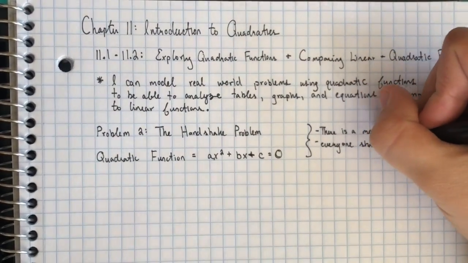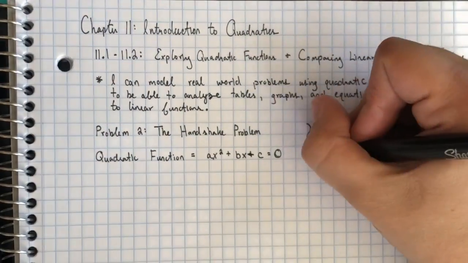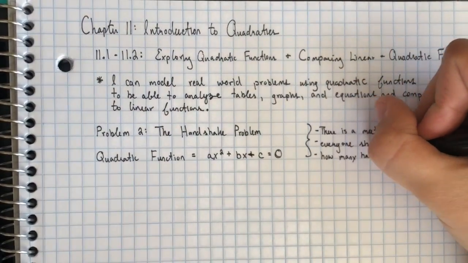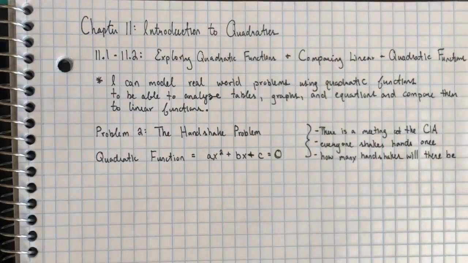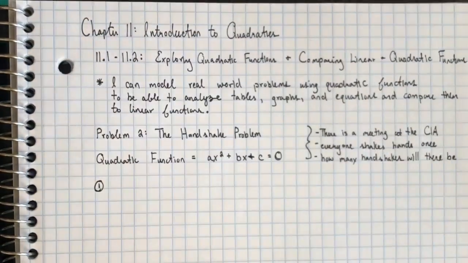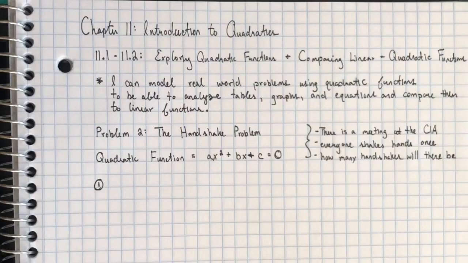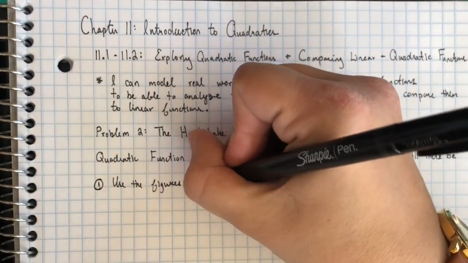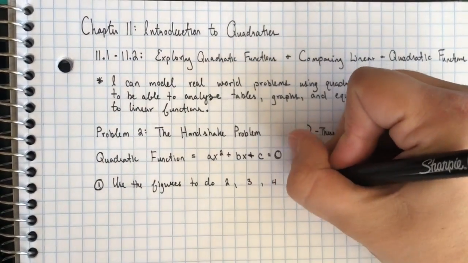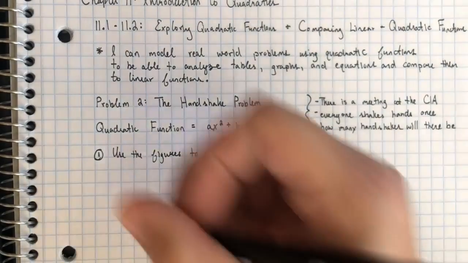So the handshake problem tells us that there's a meeting at the CIA and everyone has to shake hands once. What we want to think about is how many handshakes there will be based on the number of people in the room. For example, if we think about 2 people being in the room, 3 people, or 4 people, how many handshakes would occur in each of those incidents?